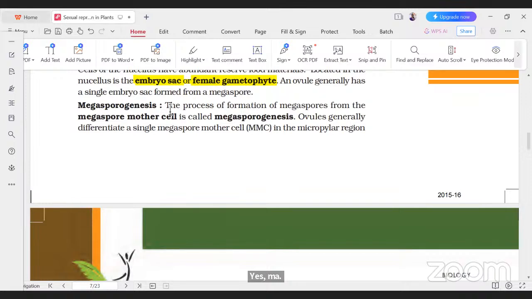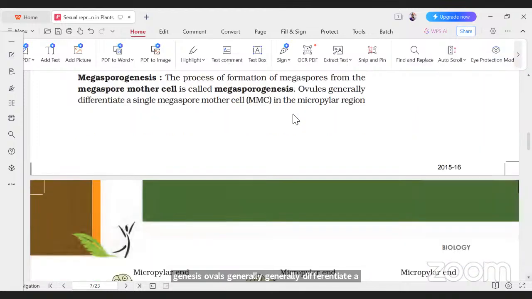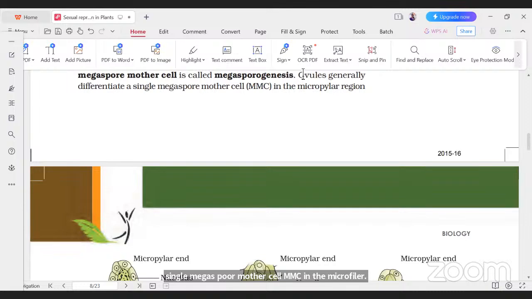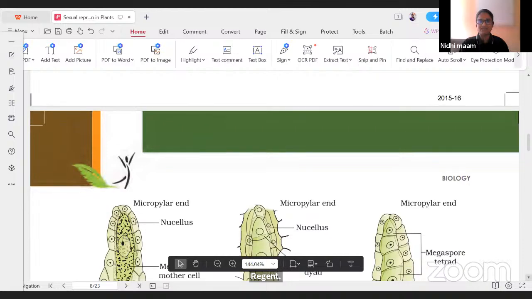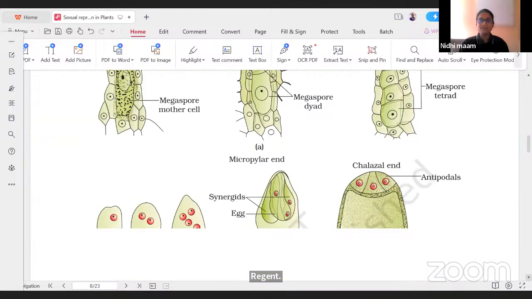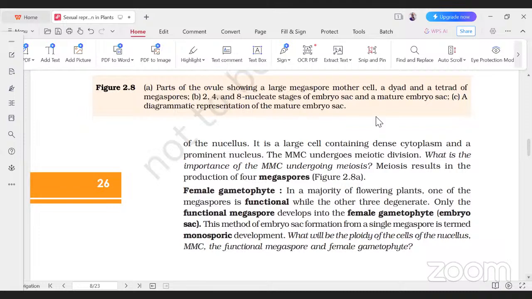Megasporogenesis: the process of formation of megaspores from the megaspore mother cell is called megasporogenesis. Ovules generally differentiate a single megaspore mother cell, MMC, in the micropylar region of the nucellus. Remember, it differentiates in the micropylar region. It is a large cell containing dense cytoplasm and a prominent nucleus. The MMC undergoes meiotic division.